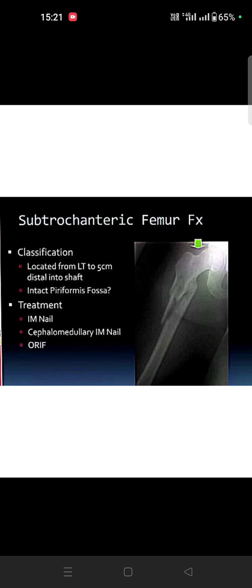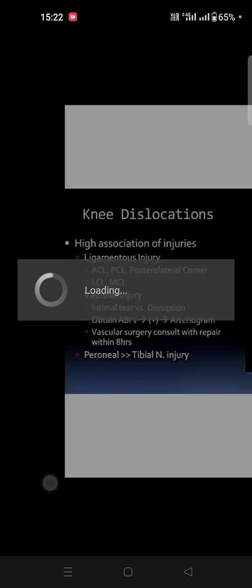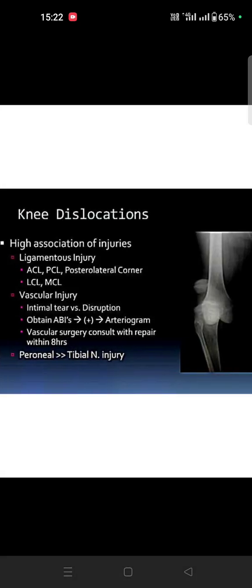Subtrochanteric femoral fracture means that it is located within 5 centimeters distal to the lesser trochanter, toward the shaft. So here in the image you can see the curved area pulled a little inside, that one is for the intact fossa. So here treatment means intramedullary nail they will do, then cephalomedullary nail, and open reduction they will do.